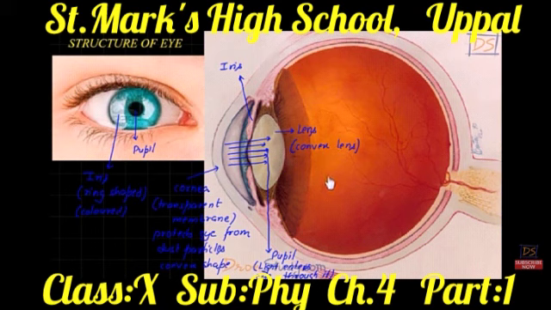Now, students, you might be thinking that lenses are generally made of glass. So is this lens also made up of glass? Definitely no, students. The lens inside your eye is not made up of glass. It is made up of a jelly-like transparent substance.